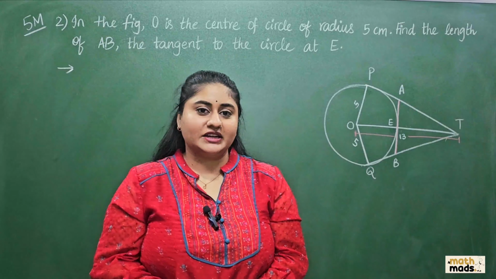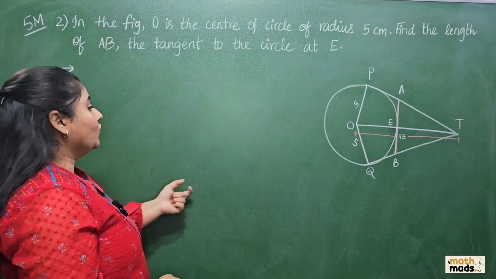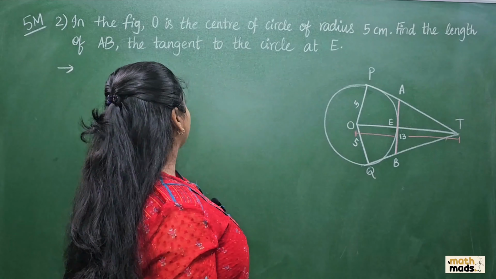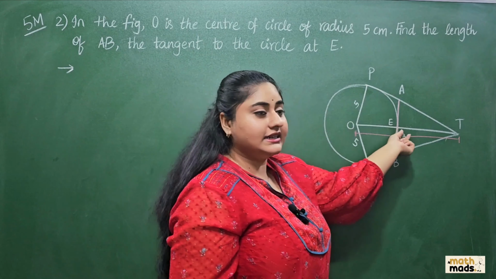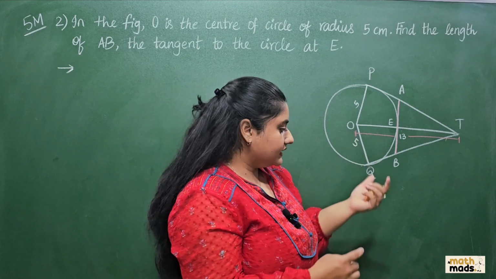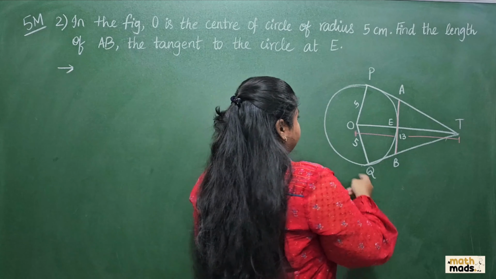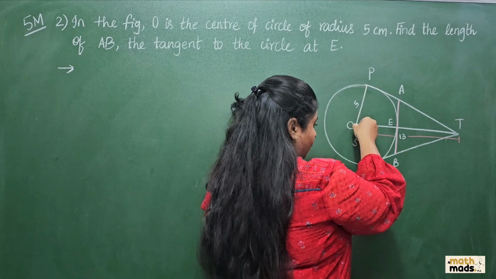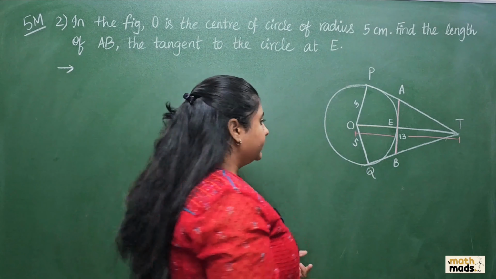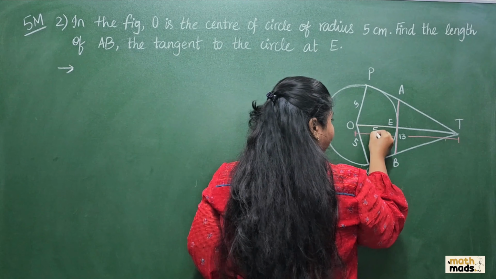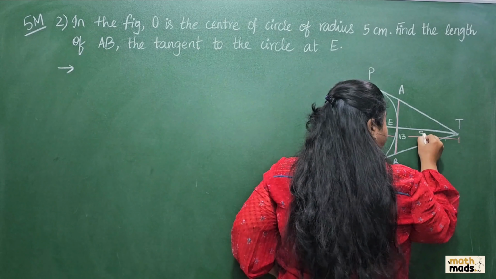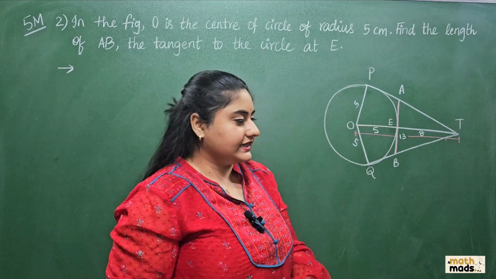Now let's look at the second question. In the figure, O is the center of the circle of radius 5 centimeter. Find the length of the tangent AB, which is passing through E, right? Now, if you observe, they have given 3 radii here. One is OP, one is OQ, and one is OE. So all of them will be 5 centimeter each. So OE will be 5 centimeter. Then what about ET? ET will be 13 minus 5, that is 8 centimeter.